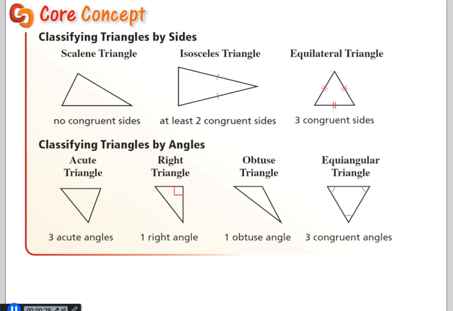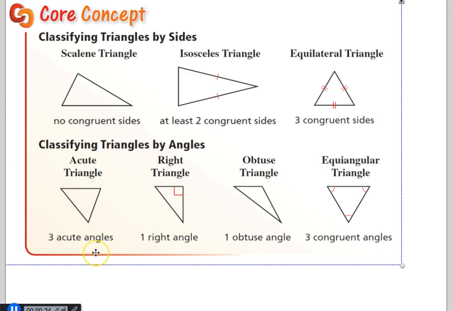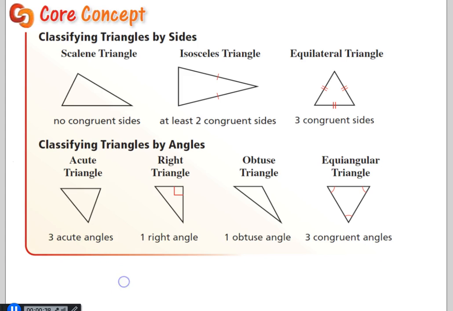We can also classify them by their angles. If they have three acute angles, it's going to be an acute triangle. If it has a right angle, it's a right triangle. If it has an obtuse angle, it's an obtuse triangle. And then if they're all the same, it's equiangular. Equi for equal, angular for angle, so equal angles.